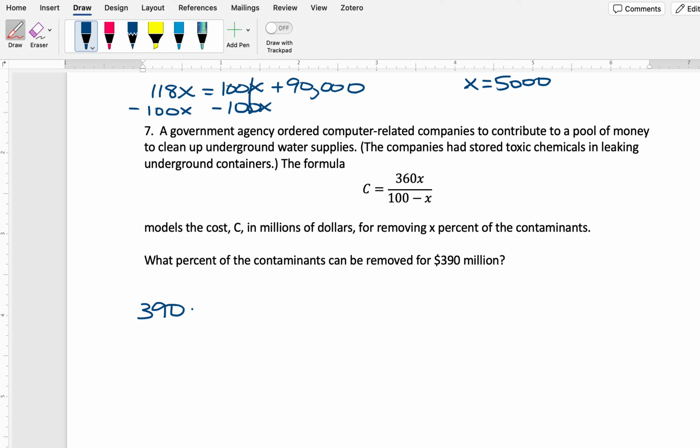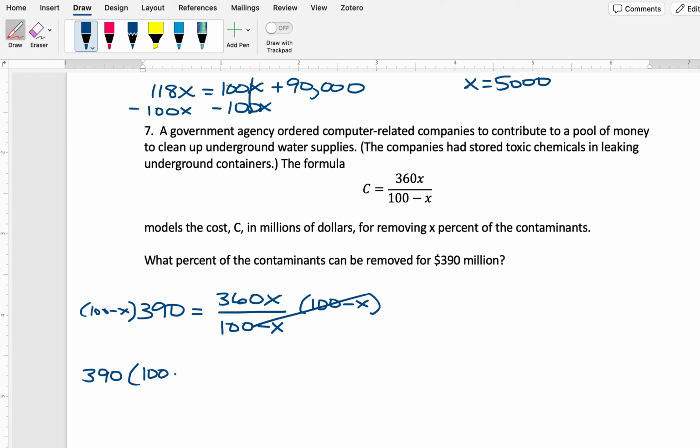So we have 390 equals 360x divided by 100 minus x. And this is the equation that we need to solve. So in order to get rid of the fraction here, I'm going to multiply both sides by 100 minus x. And I'm putting it in parentheses because I need to distribute on this side. So 390 times 100 minus x equals 360x.